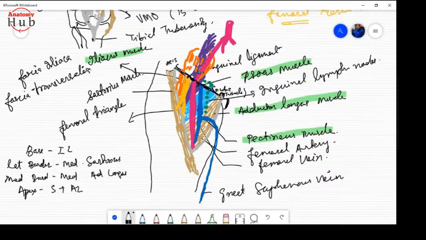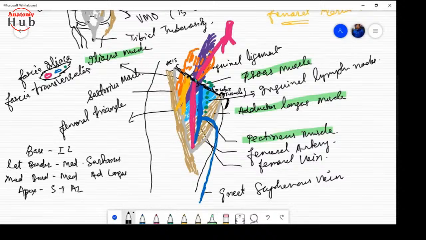In between the fascia iliaca and the fascia transversalis, you will find the presence of the artery. Medial to that you will find the femoral vein, and medial to that you will find the inguinal lymph nodes. Posteriorly you will find the fascia iliaca, and anteriorly the fascia transversalis. They are just adhesive to each other at this point, but that ends here, at the inguinal ligament only.